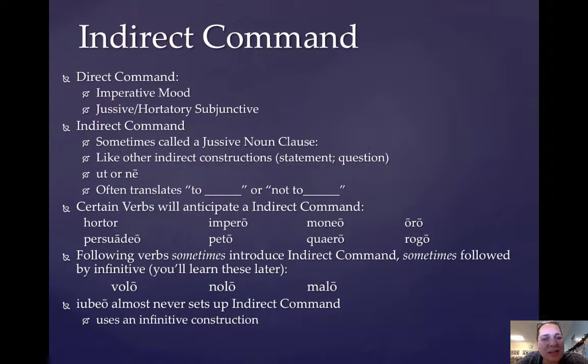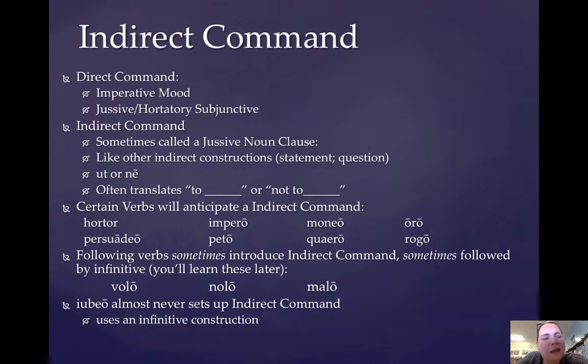I know that you can sometimes look at rogo, since it means I ask, and think, oh, that's setting up an indirect question, but sometimes you can ask someone to do something for you, and that's an indirect command, okay? Also remember, you shouldn't confuse the indirect command and the indirect question, because indirect command is set up by ut or ne, whereas the indirect question will have a question word that sets up the subjunctive subordinate clause, okay?